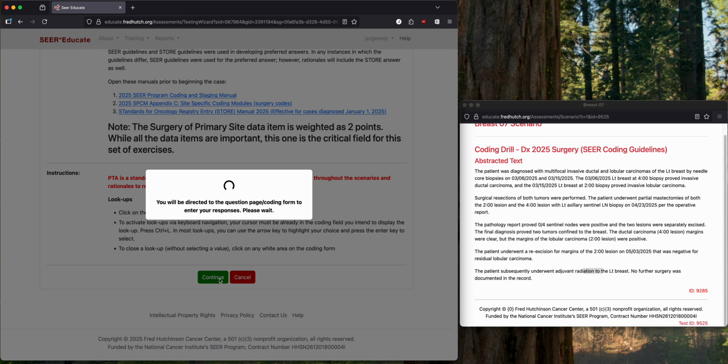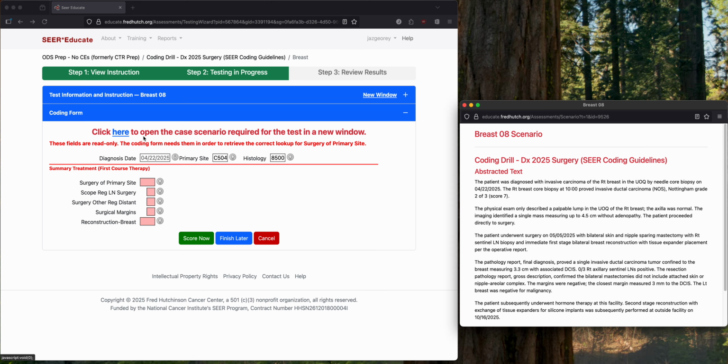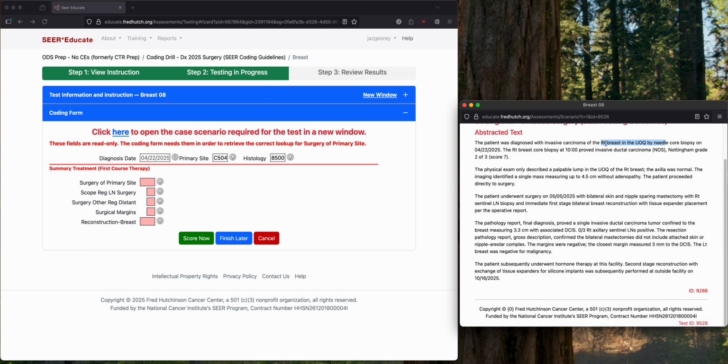Continuing here. All right, take note of the diagnosed breast. It looks like it's the right breast in the upper outer quadrant. Needle core biopsy on 4/22. Sorry, I have my hand over my mouth. I don't know what this means, but I do know what this means, and it means that the right breast is the one with the cancer.